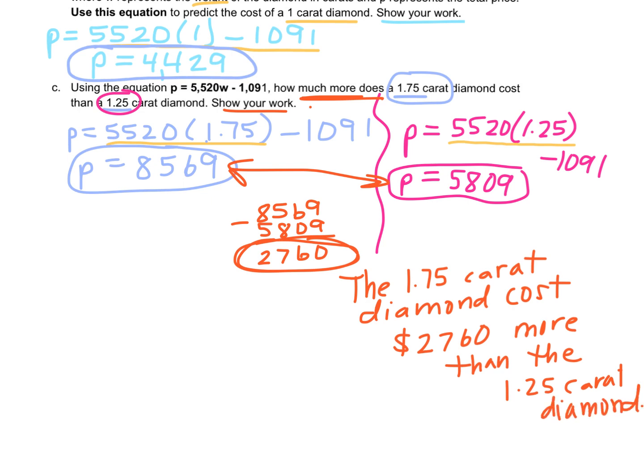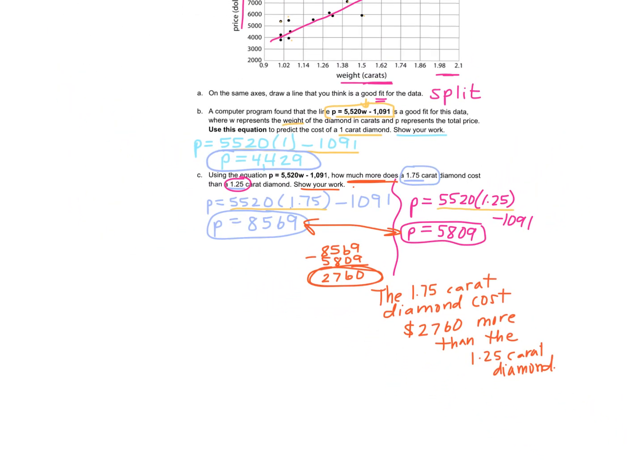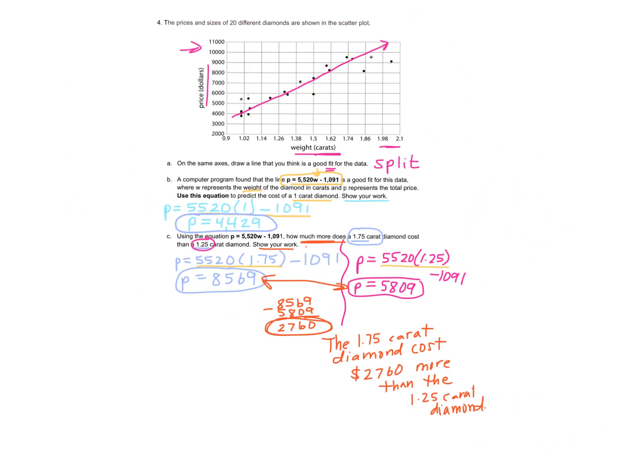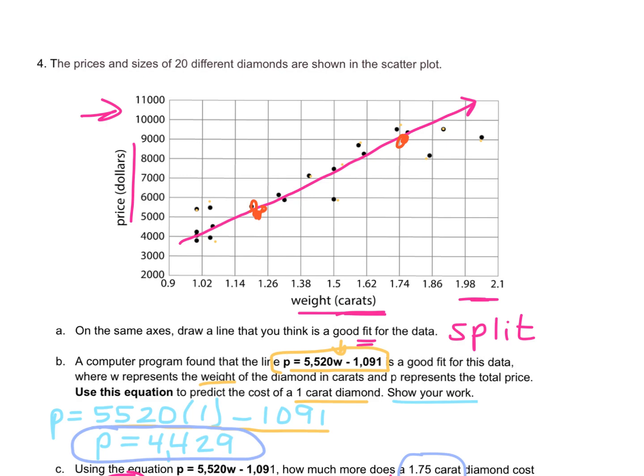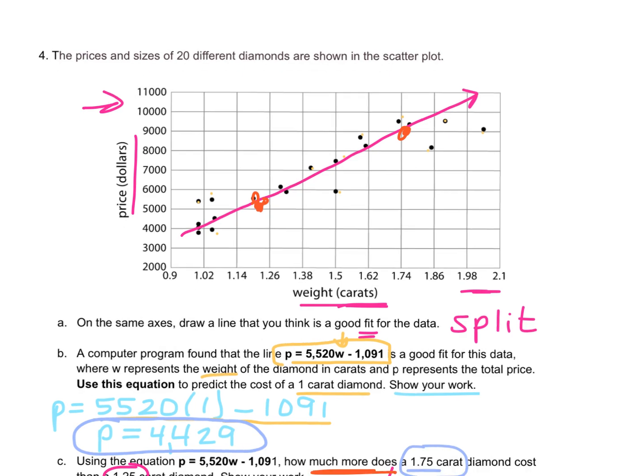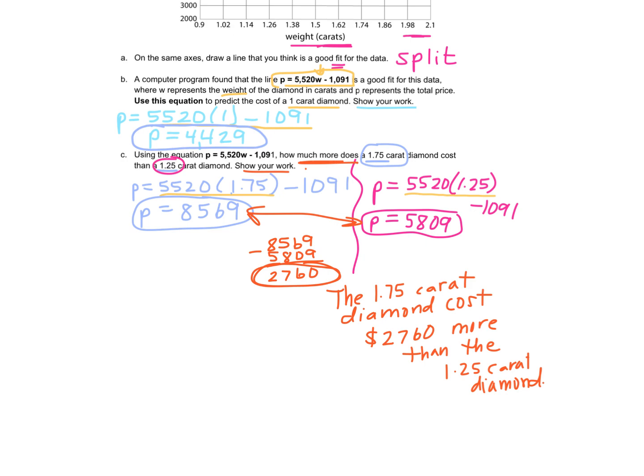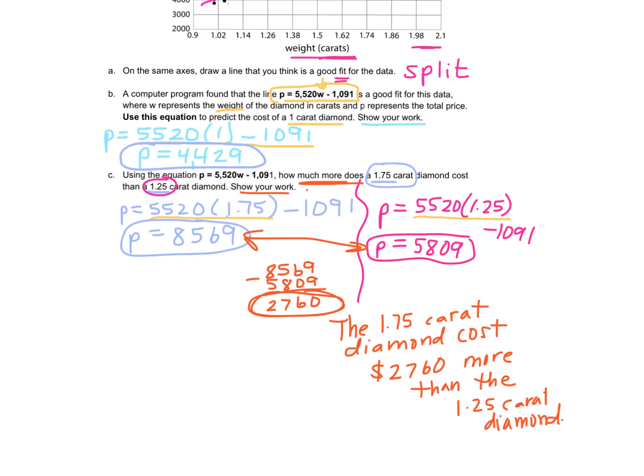Okay, so you want all that, and then I was just curious where these would show up on our original graph. A 1.75 diamond would be kind of right up here. The predicted price was pretty close to almost $9,000. And then a 1.25 carat would be like here on the predicted line, and that is just over $5,000. So you can use your graph to kind of get an estimate too, and your line of best fit. But using the equation is really accurate and kind of easy to do. Just substitute in, multiply, and subtract.